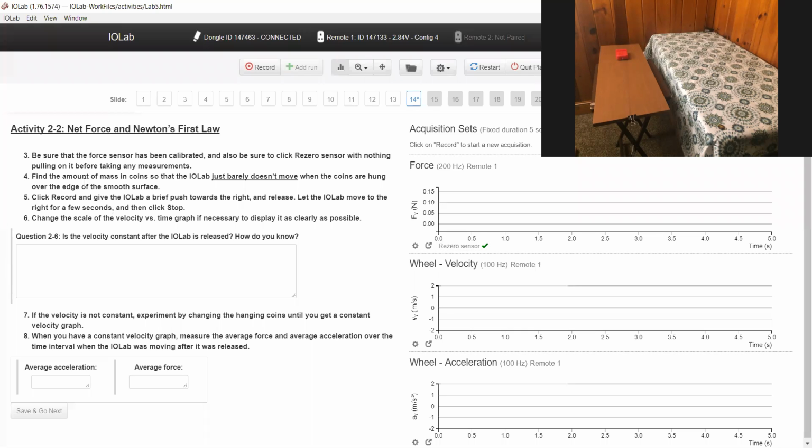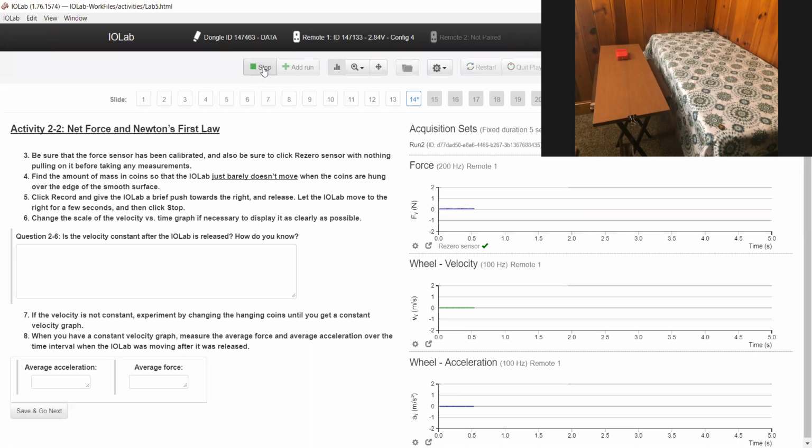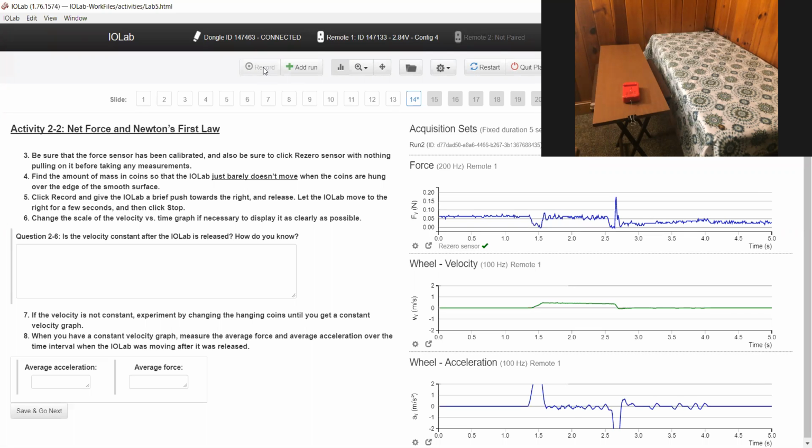Okay, now do the experiment. You can click on record and give the IOLab a brief push toward the right. Okay, let's click on record, give it a brief push. Let's just let it move for some seconds, and then okay.